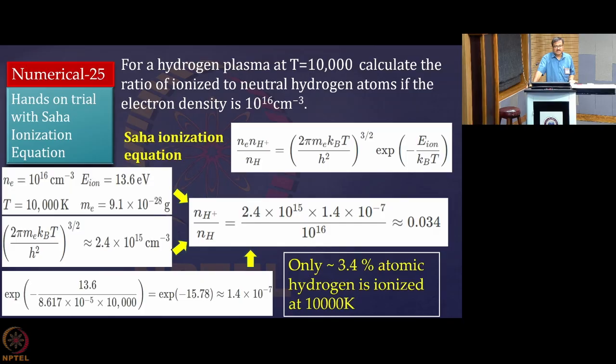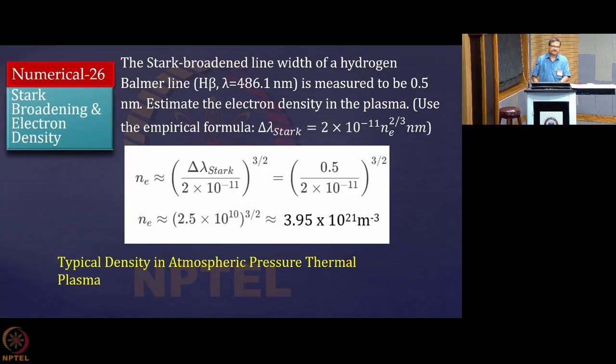So 10,000 degrees is quite a high temperature for us, because we know that tungsten has a melting point of 3,500 Kelvin or so. Compared to that, this is quite high, but it doesn't mean that all the hydrogen atoms got ionized. It is only partially ionized, and what fraction? It is only 3.4%. So that is something to remember.